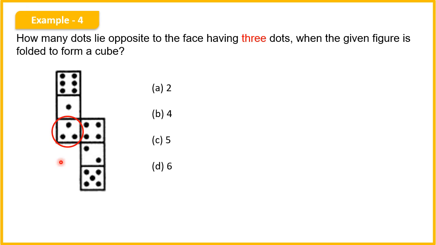तो इसके अपोजिट में क्या आएगा? अगर ये फेस अपन फ्रंट में रखते हैं सारे फेसेस को फोल्ड करने के बाद, so on the top this face will be there, and on the back side this face will go. So the answer for this question is the face with 6 dots. Option D is the correct answer.